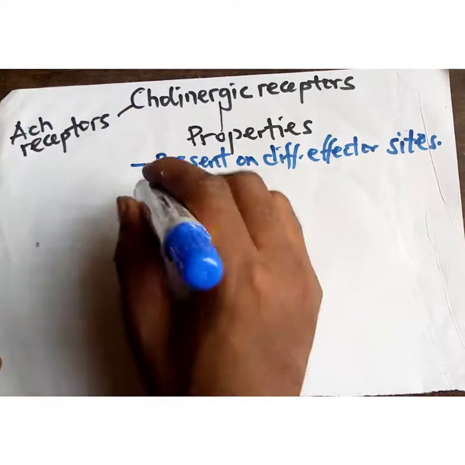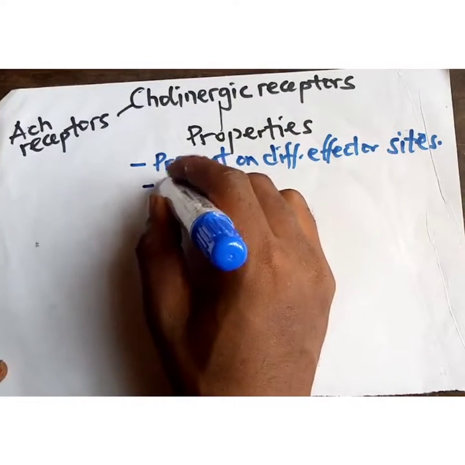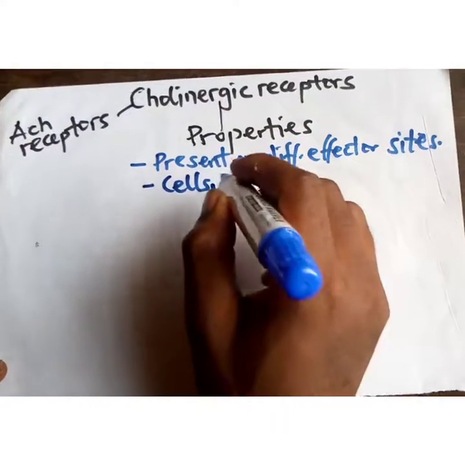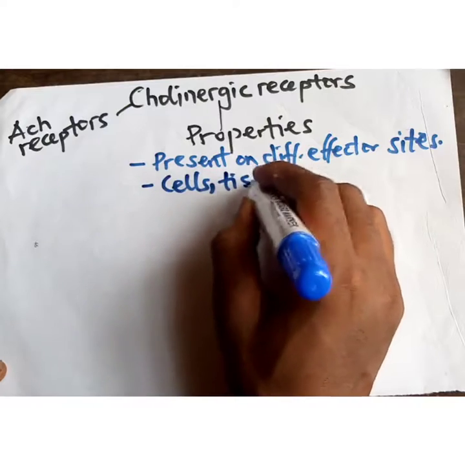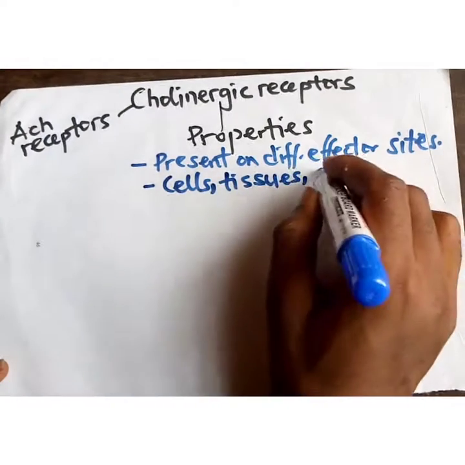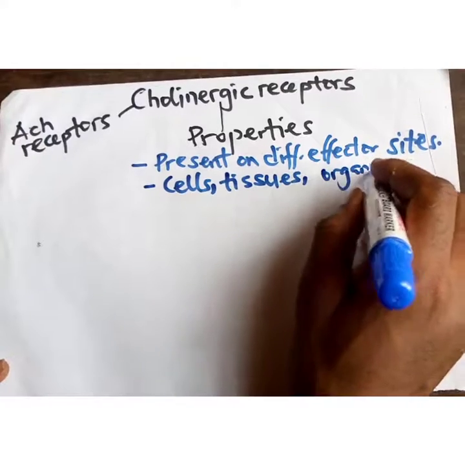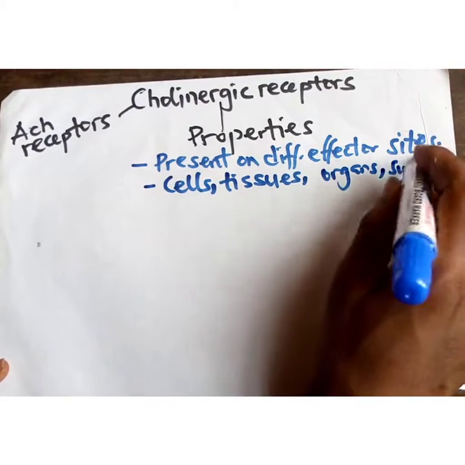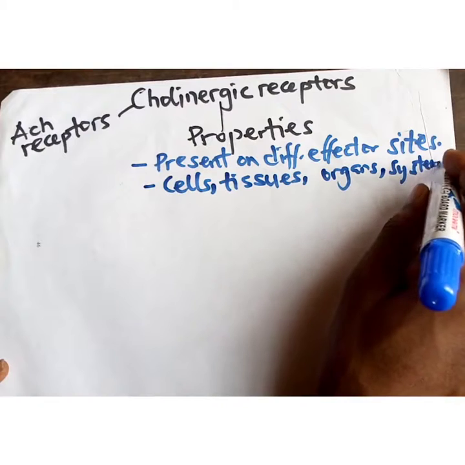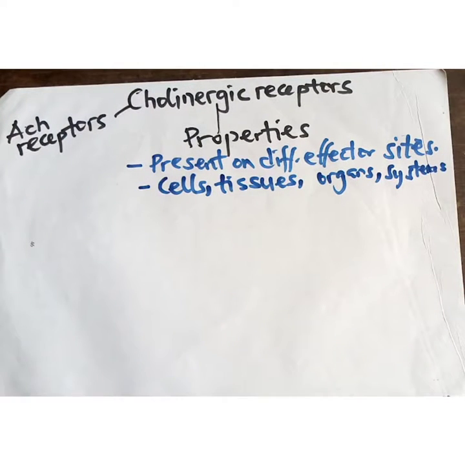And these effector sites could be different cells, different tissues, different organs, and even systems. So anywhere you have acetylcholine exerting an action on a cell, on a tissue, on an organ, or on a system, those are all effector sites. Just know that there's a cholinergic receptor present there.